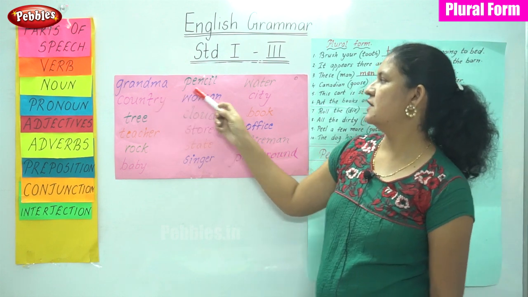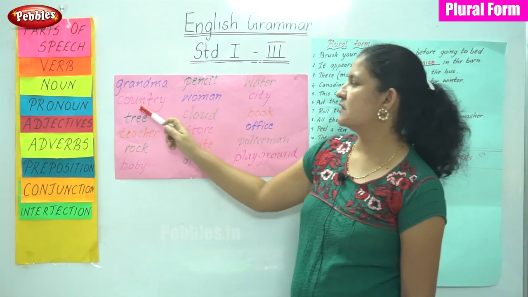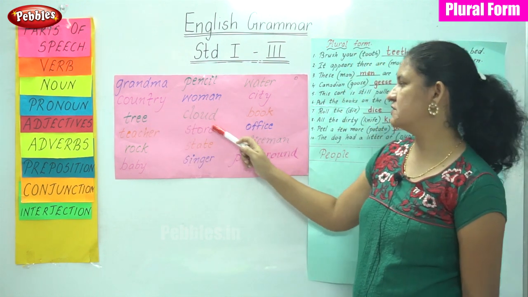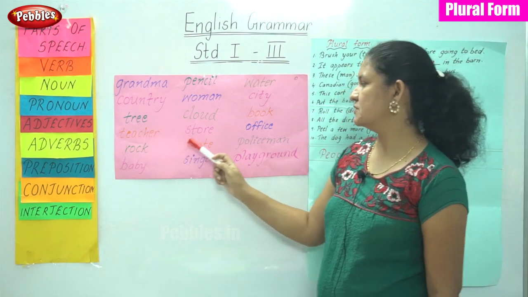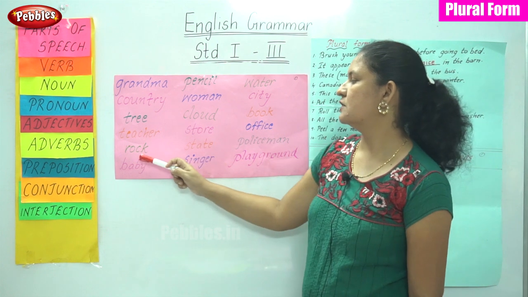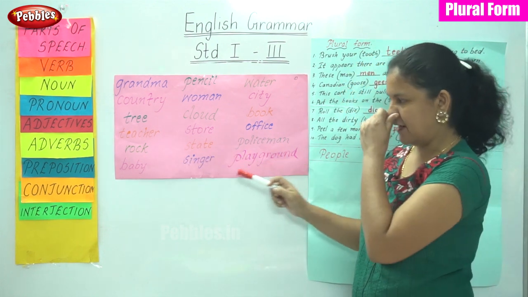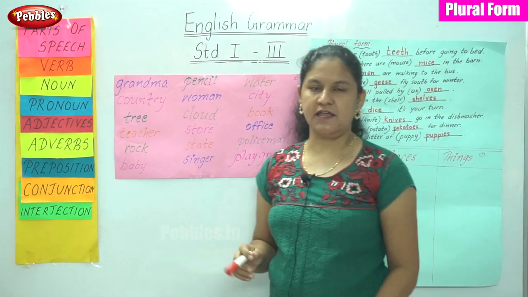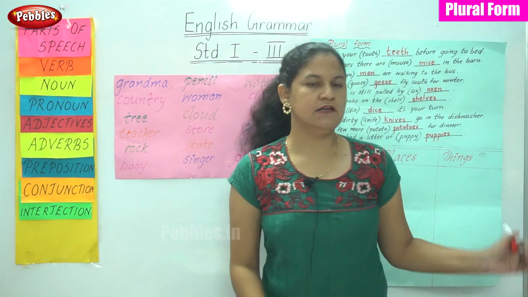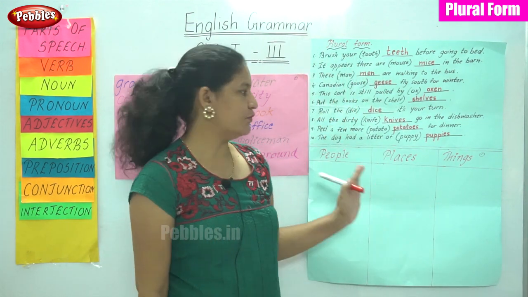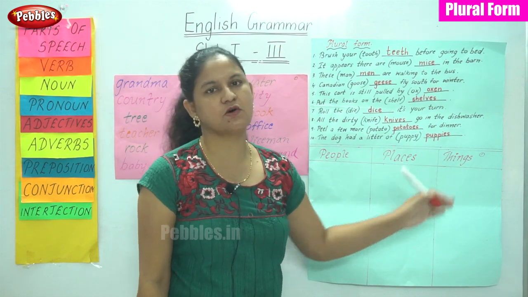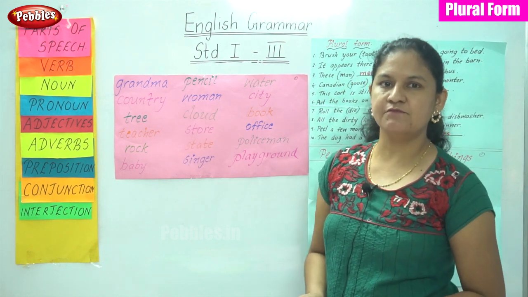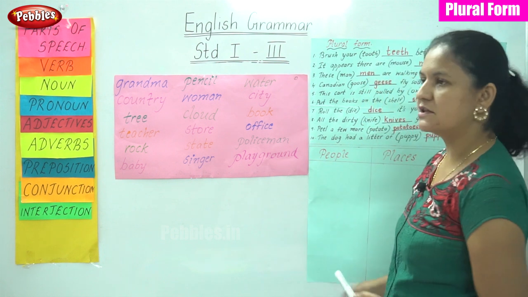So we have grandma, pencil, water, country, woman, city, tree, cloud, book, teacher, store, office, rock, state, policeman, baby, singer, playground. We are going to read each word and place it under its correct position, whether it is people or places or things. Let us see the first word. Grandma. Grandma is the name of a person, so I place it under the people.